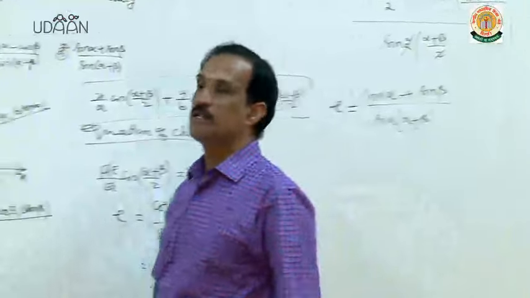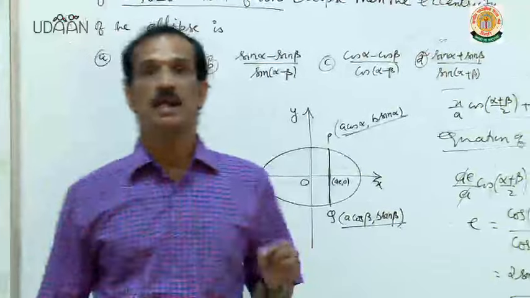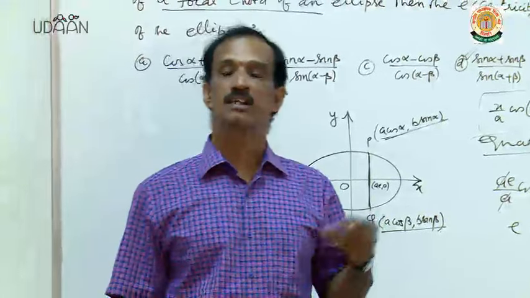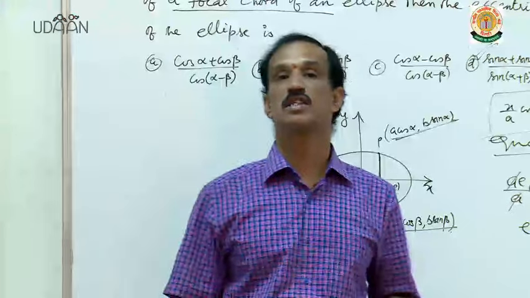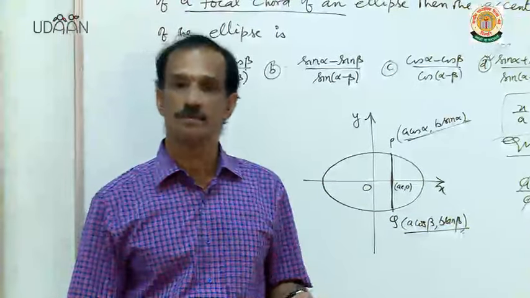Good. Now today we have seen the auxiliary circle, then the equation of a chord, then the eccentric angle, and then the position of a point on the ellipse. Understood?